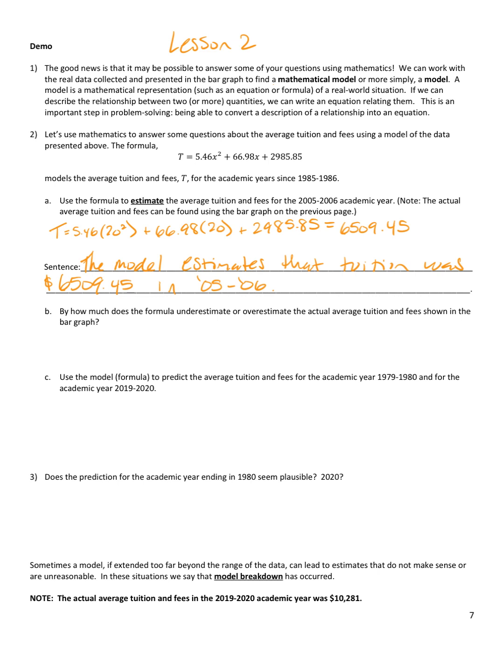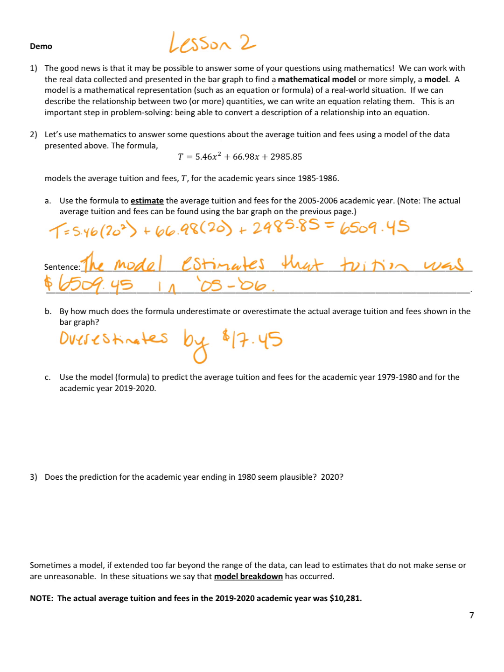So by how much does the formula underestimate or overestimate the actual tuition? I subtract. So it's a slight overestimate. Overestimates by, I'm just going to subtract 6,509.45 minus the actual number of 6,492, and I get $17.45.